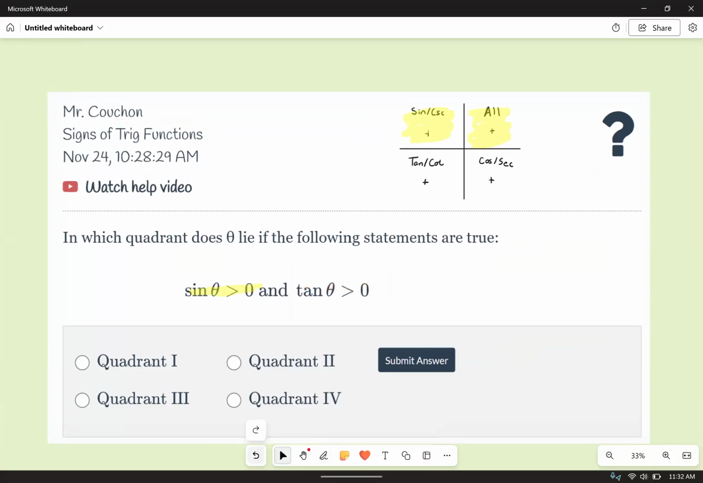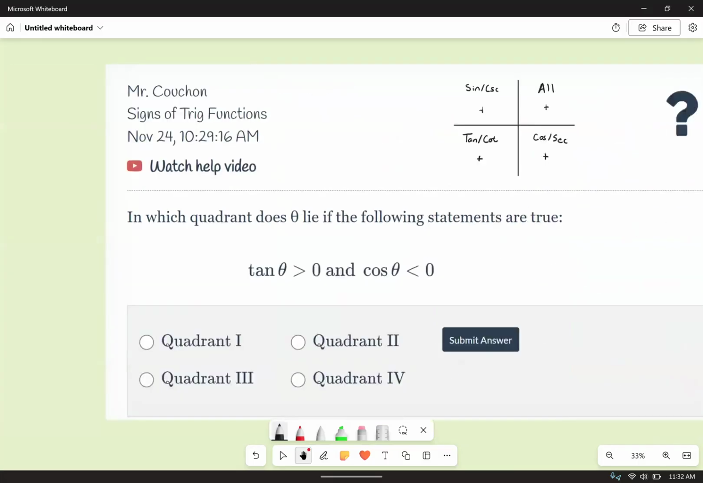Actually, I want to keep the colors the same. And I like green better than orange anyway. All right, so tan of theta is greater than 0. In which two quadrants is tan of theta greater than 0? Well, it's going to be quadrant 3, and there it is. It's going to mix with the sine of theta being greater than 0 in quadrant 1. So quadrant 1 is correct there.